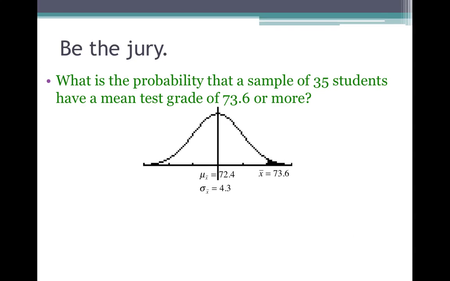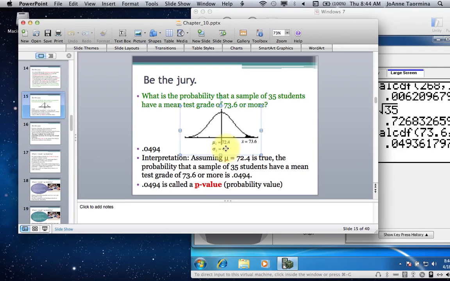Okay, so this graphically is what we're looking for. We have the sample mean of 73.6 over here on the right. We have the population mean 72.4 in the center. Oh, that's a little incorrect. That should have the standard error. That should not say 0.43. That should say 0.7268. That's the standard error.